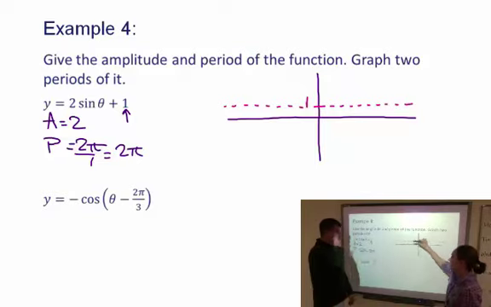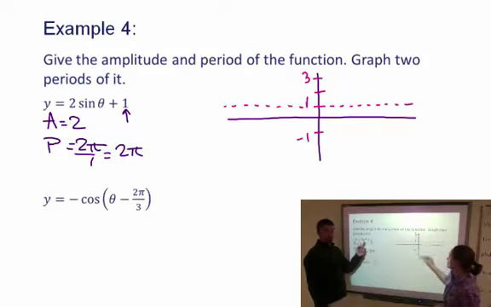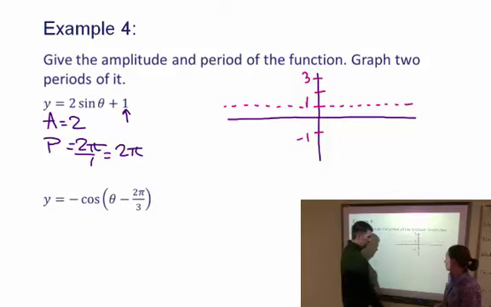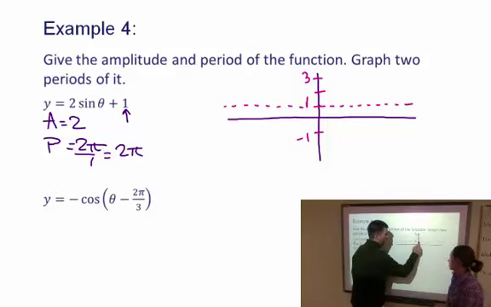Our amplitude is 2, so from 1, we have to go up 2. But this is sine, so we also go down 2. Since we've got the sine, we're actually going to start our 0 right here.